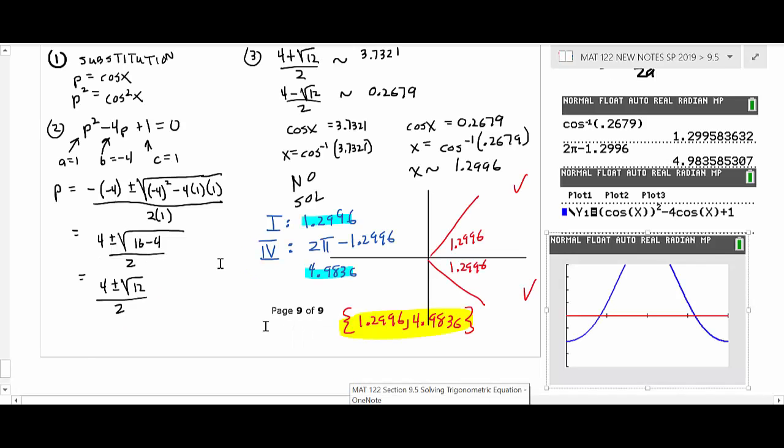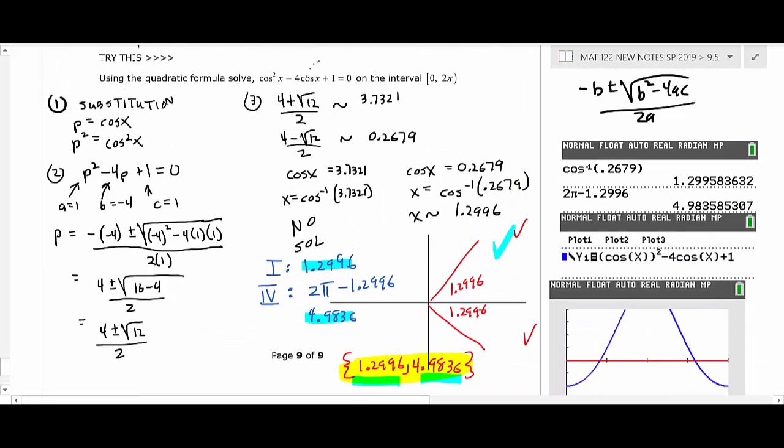Okay, so the solution you should have got was this. The quadrant 1 answer is 1.2996. Then you should have a quadrant 4 answer, which is 4.9836. All right, so if you want to look through what I did and see if you did okay, I just did the substitution like this.